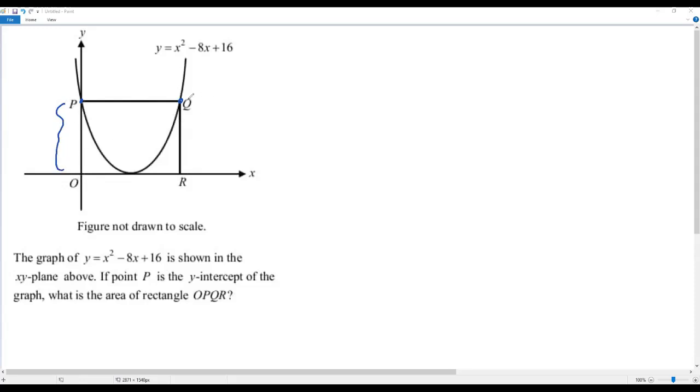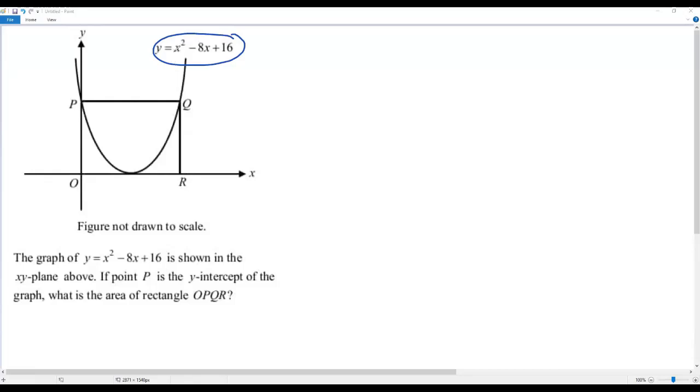So if we get the x coordinate of the point Q over here, that will give the length of the rectangle. Once I get the length and width of the rectangle, I can multiply them and get the area of the rectangle OPQR. Okay, how do we get the y coordinate of the point P? Actually, this P is the y-intercept of the parabola whose equation is y equals x squared minus 8x plus 16. For any graph, if I want to get the y coordinate of the y-intercept, what I have to do is plug in x equals 0 into the equation.